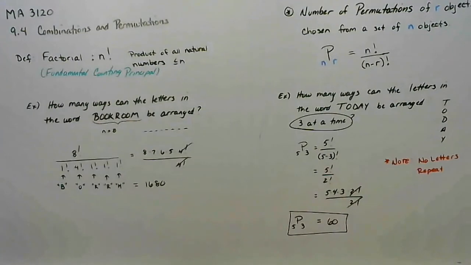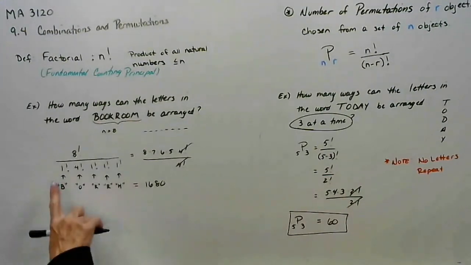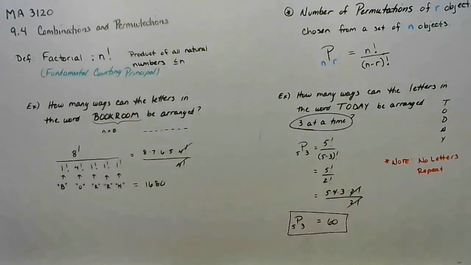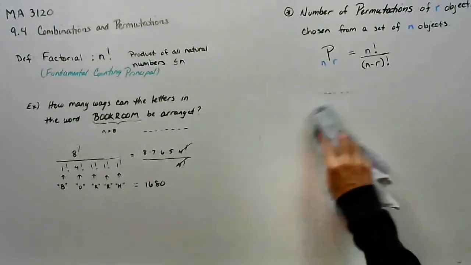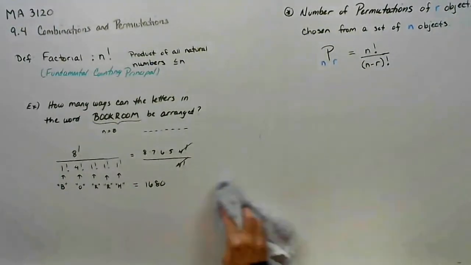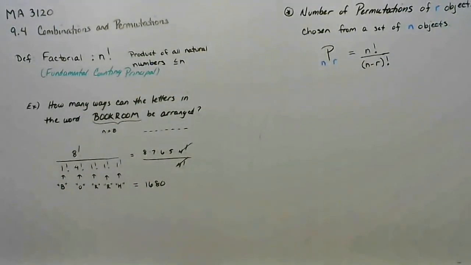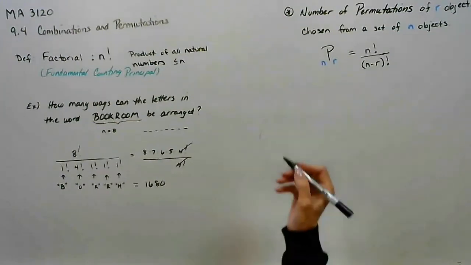Okay, so let's try another one that's similar to that, that doesn't have a whole bunch of 1s, and see if this helps. So let's do the same thing, but let's take a palindrome. Remember, a palindrome is a number or word that's the same forward and backward. So let's take the word racecar. How many ways can the letters in the word racecar be arranged?